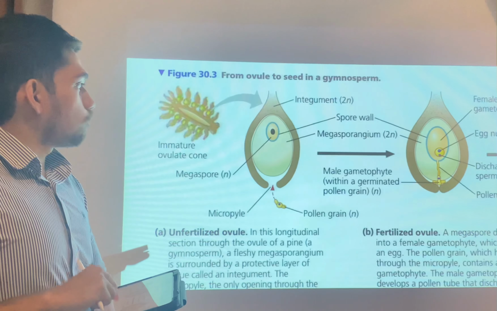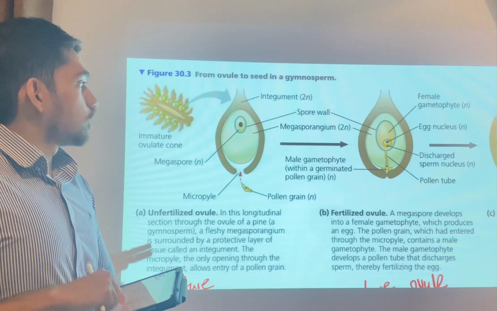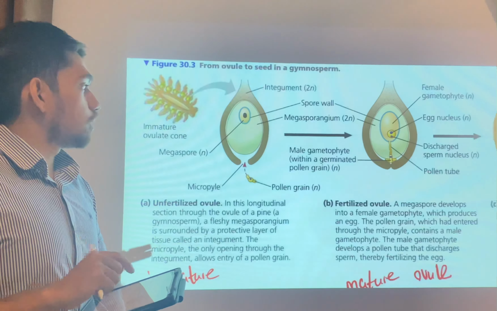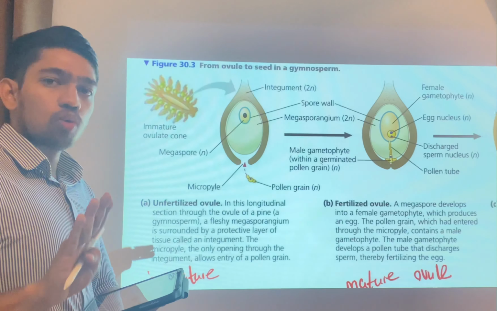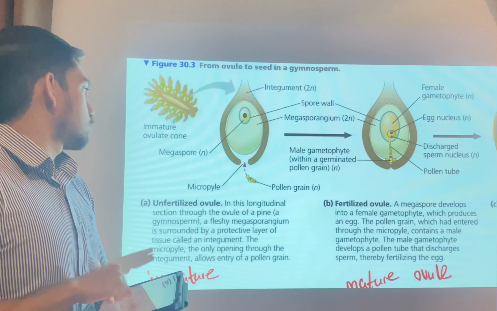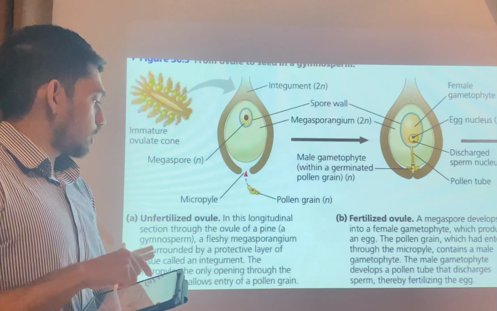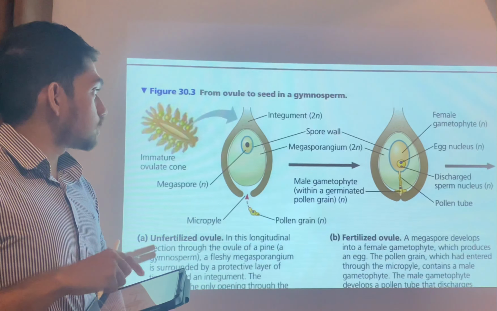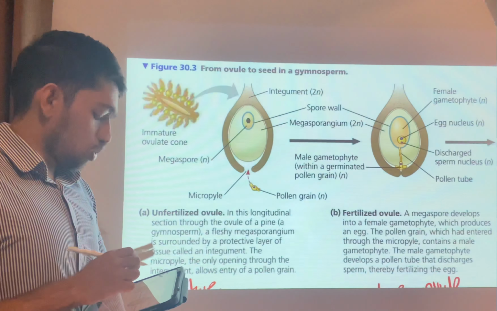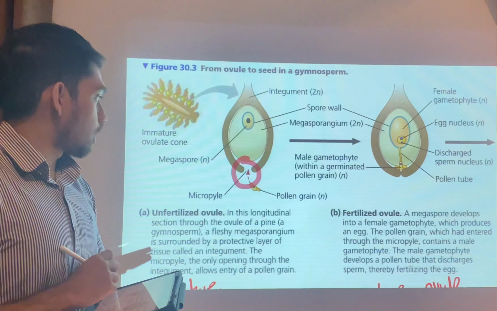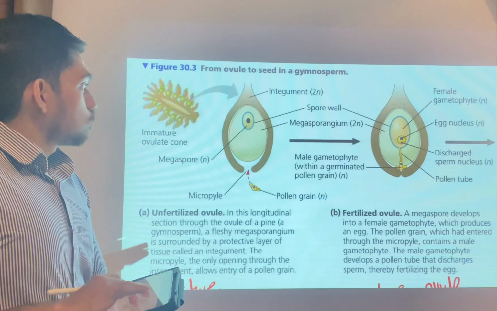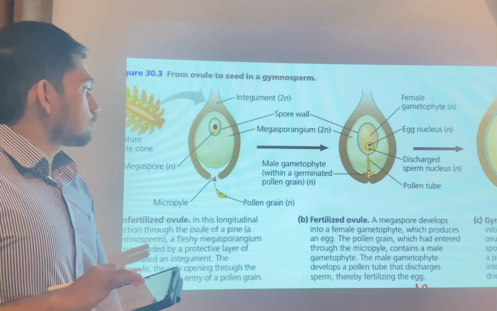So the megaspore mother cell, we'll see, will undergo meiosis and produce 4 megaspores, but only one will remain functional. That is the megaspore you can see here, right? And the integument, I said, is the protective covering. It has a small opening here known as the micropyle, right? So this is the immature ovule structure, right?